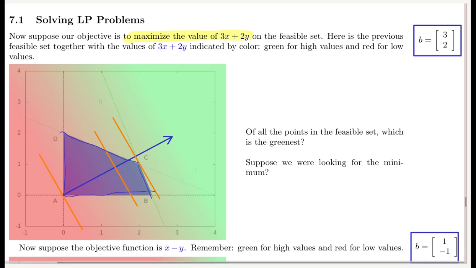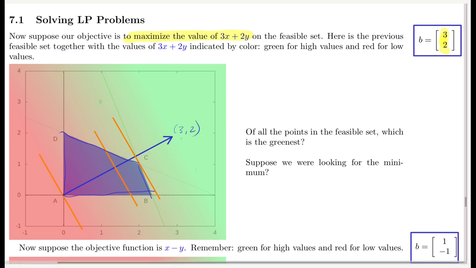Now remember, we can think of the objective function as a dot product. We can think of it as b times x, where in this case, b would be the vector 3, 2. So in this diagram, I've actually drawn the vector 3, 2. So that's this guy. This is the vector 3, 2.